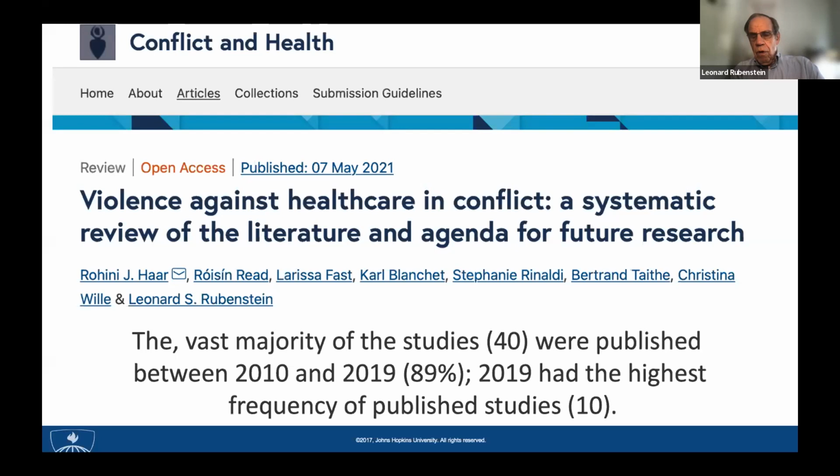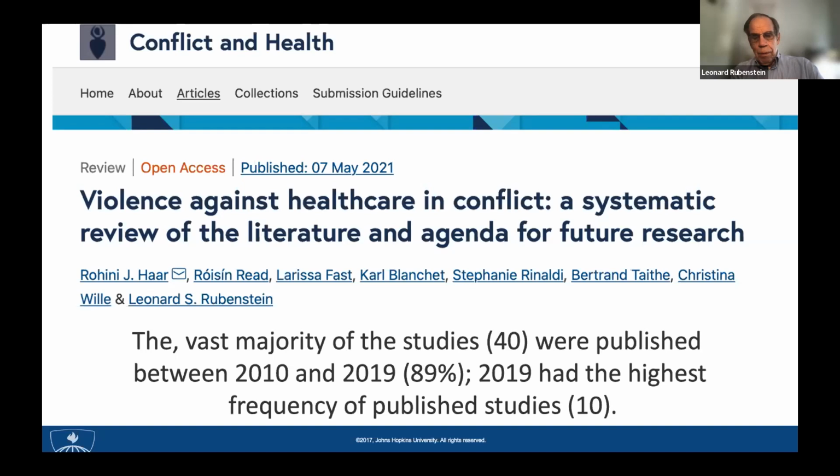And I want to look at two issues, one about research and one about advocacy and solidarity. And I'm gonna use my own experience in work on violence against healthcare and conflict. It's the work I do, it's what I know most about. So just use it as an example, but that's just an example.